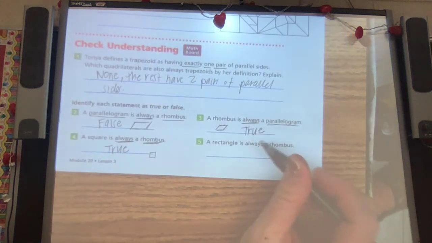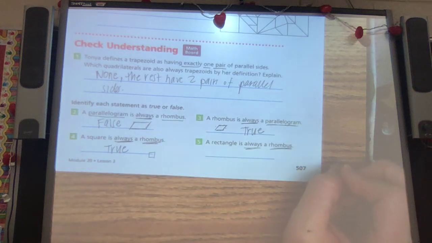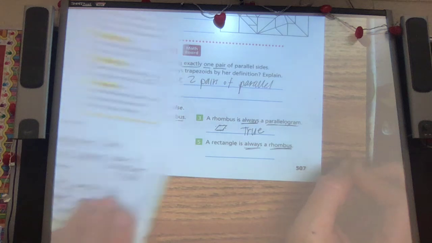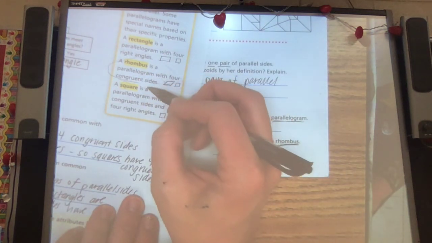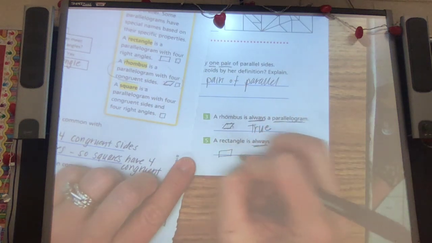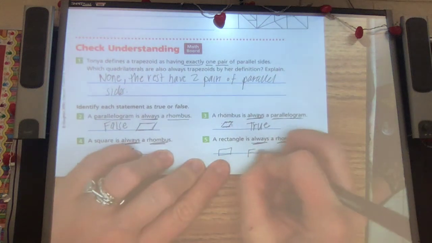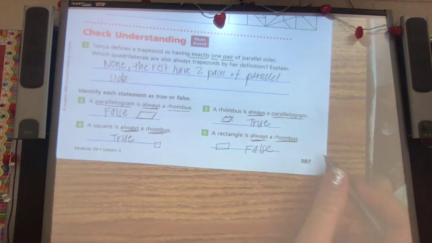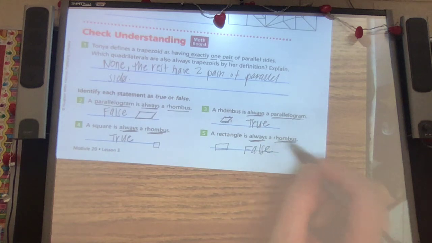And so number 5, a rectangle is always a rhombus. Remember, a rhombus is a parallelogram with 4 congruent sides, 4 equal sides. Does a rectangle always have those characteristics? No. It doesn't. It isn't always. It doesn't have 4 equal sides.